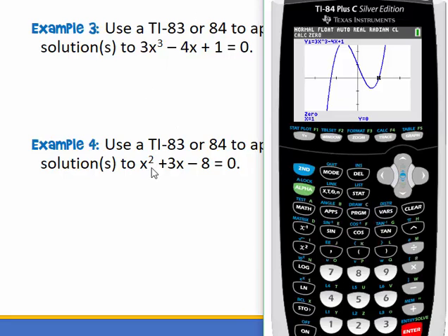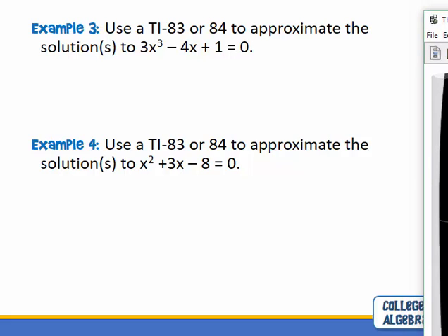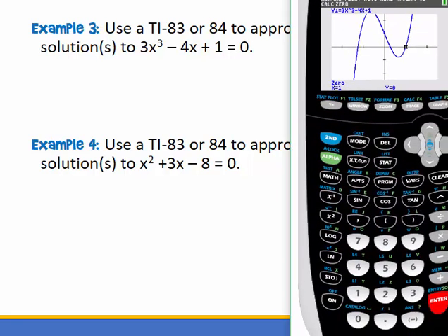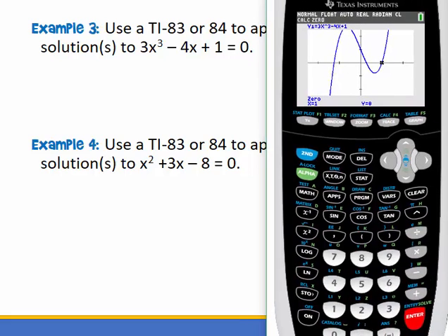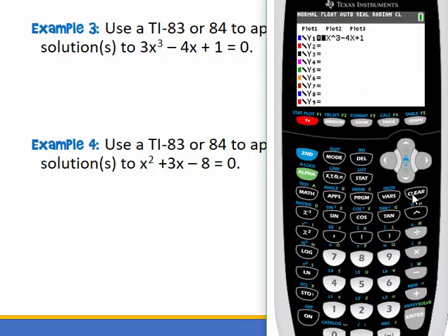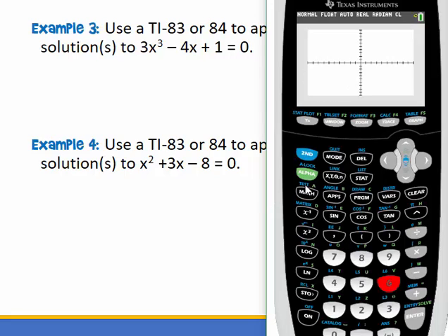Okay, let's go ahead and do one more here. Use a TI-83 or 84 to approximate the solutions to x squared plus 3x minus 8 equals 0. So a quadratic equation that we could solve with the quadratic formula we'll look at in the next section. But we've got x squared plus 3x minus 8. I'm going to do zoom 6. So we've got 2 solutions. The parabola hits twice there.